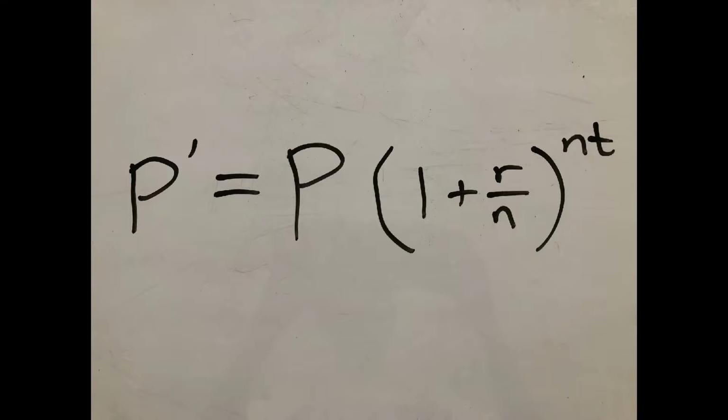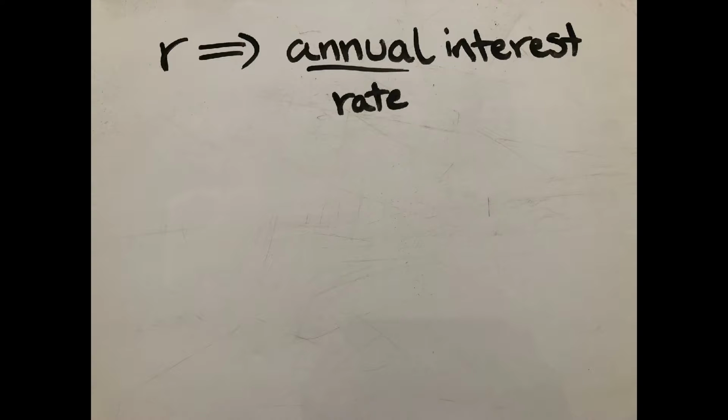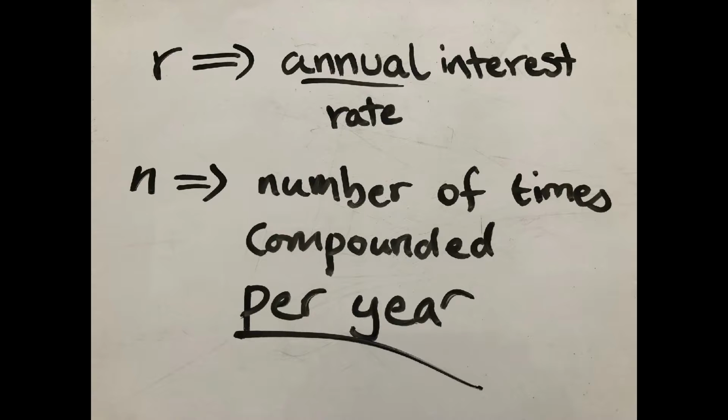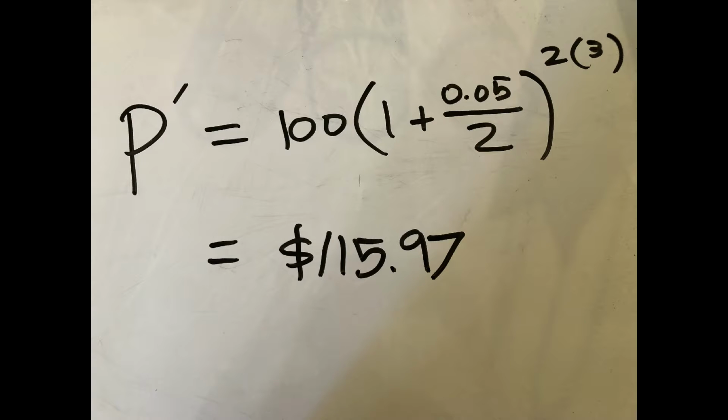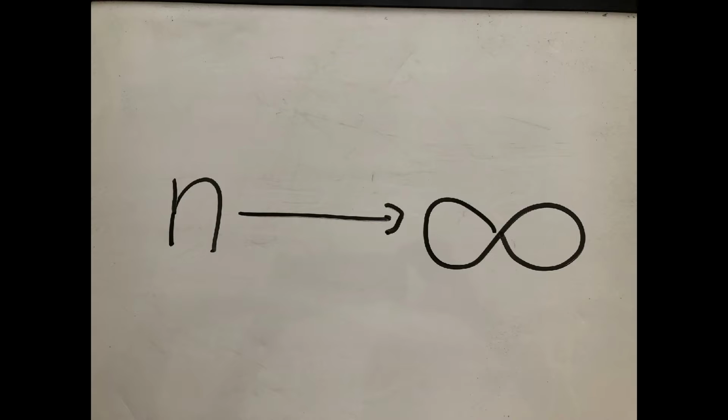P prime, the final amount in the bank, is equal to P, the initial amount in the bank, times this expression, where r is the annual interest rate, which is split over n, the number of times per year you compound, and t is the time in years which has passed. So say you put $100 in the bank, which gives 5% interest every year compounded biannually, so twice a year. After 3 years, you would have $115.97.